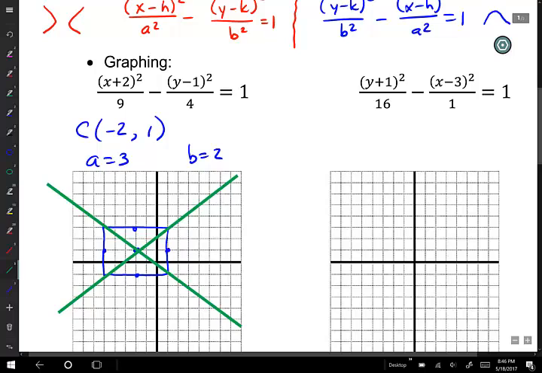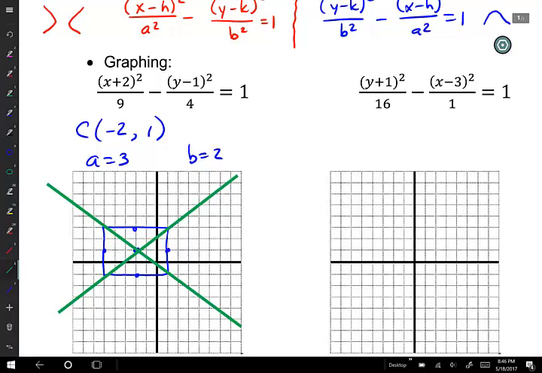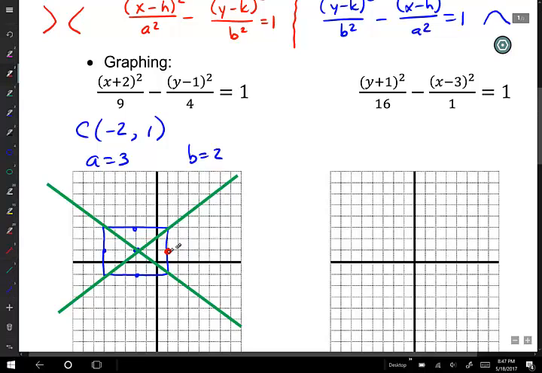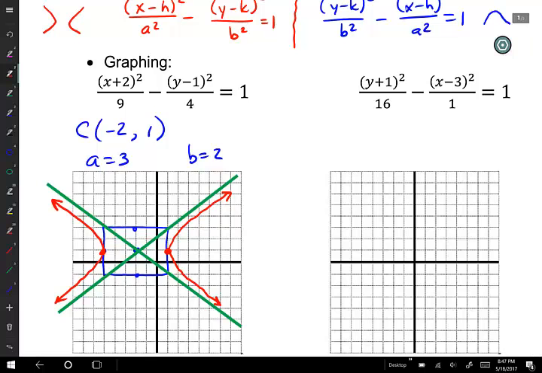Now because the x squared comes first, this means our hyperbola is going to go sideways. And so the hyperbola is going to touch at this point right here, and it's going to approach our green line, which is an asymptote, and it's going to touch once again at that point, and it's going to approach our other green line as an asymptote. And then we have the reflective one on this side that's exactly symmetrical to the other side. So the actual answer is just the red portion of our graph.